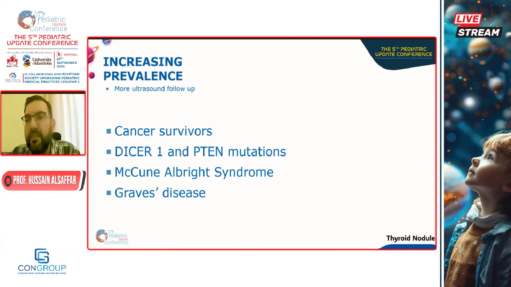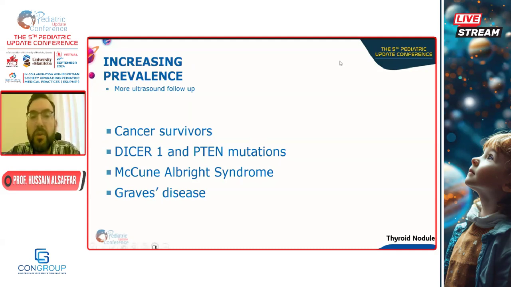For cancer survivors, for example, they are undergoing surveillance ultrasound follow-ups, and that perhaps is contributing to picking up thyroid nodules, even if they are small, and therefore diagnosing a thyroid malignancy afterwards. Patients with DICER1 and PTEN mutations are having frequent ultrasound follow-ups, depending on the protocols and the practice.